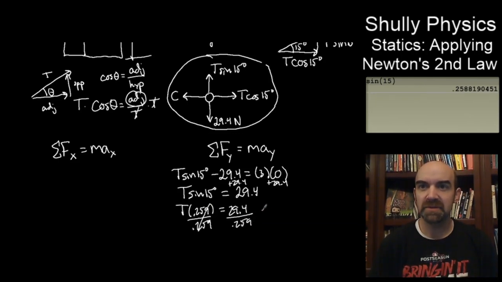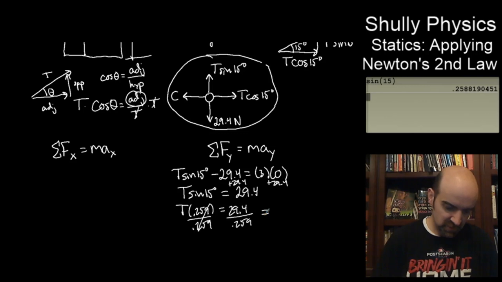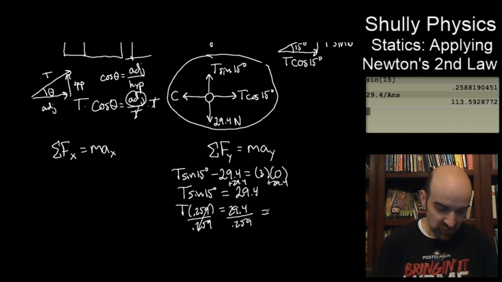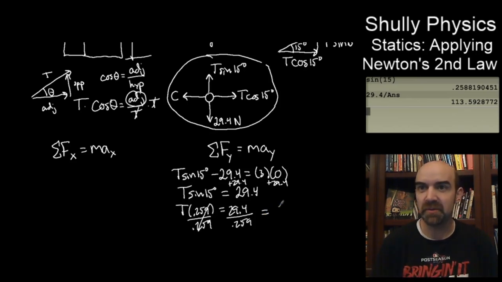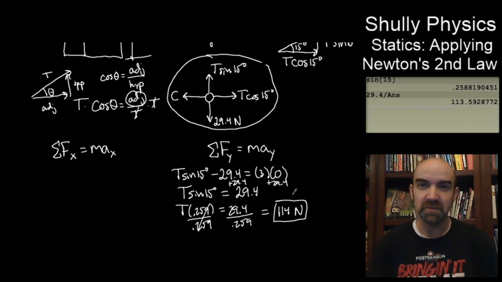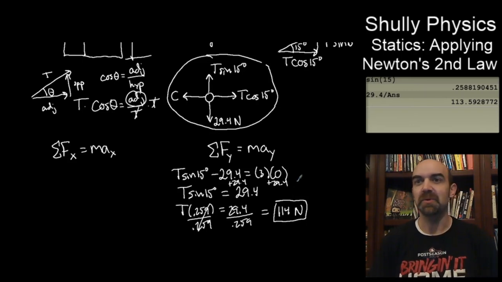And we find the tension is equal to 29.4 divided by that answer, 113.59, let's say 114 newtons. Wow. Even though the weight's only 29.4 newtons, this tension has 114 newtons in it. Gotta make sure that's a pretty strong cable.